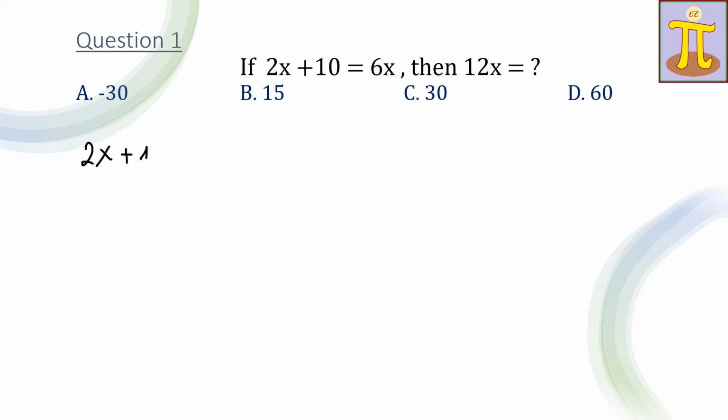2x plus 10 equals 6x. First, we solve for x. We subtract both sides by 2x. On the left side, we have 2x minus 2x equals 0x, which means 0, and it's left with 10 on the left side. On the right side, we have 6x minus 2x, which is 4x.